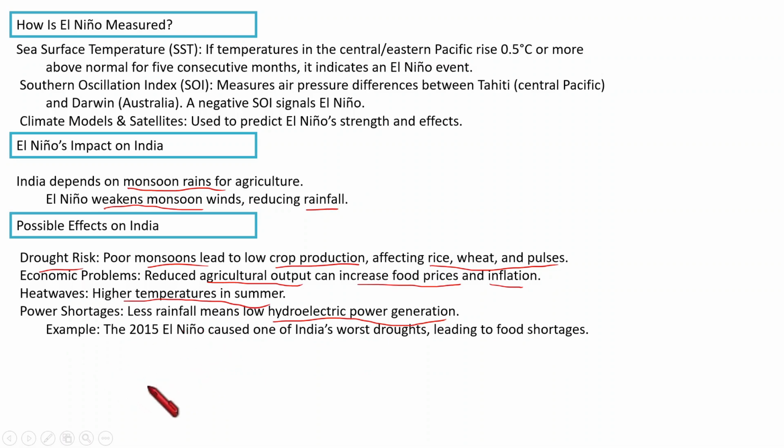An example of El Nino's effect: it was remarkably marked in 2015, India's worst drought period. And during that period, we experienced severe food shortages.